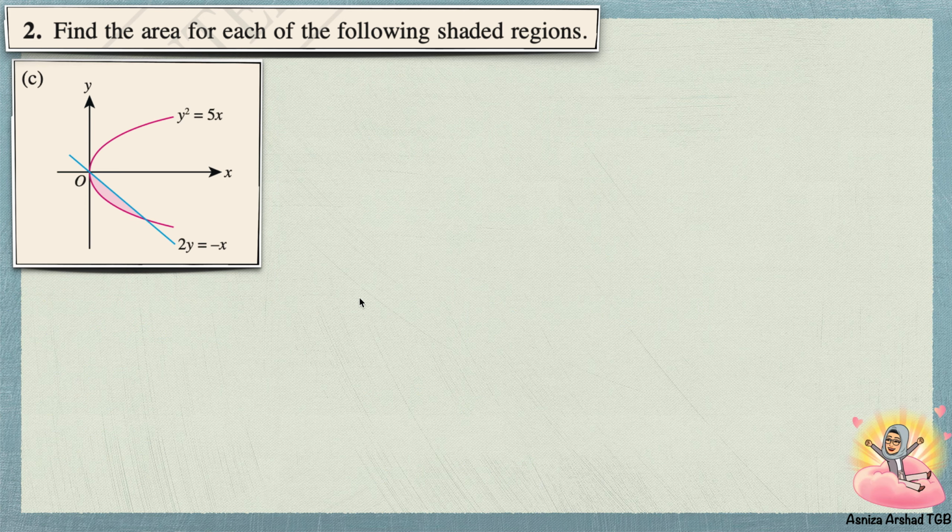So we integrate with respect to y. 100 minus y cubed over 15 from negative 10 to 0. I'm sorry, dx should be changed to dy. Now let's substitute the upper limit minus the substitution of the lower limit, and let's find out the area. So the area of the shaded region will be 33 1/3 units squared.